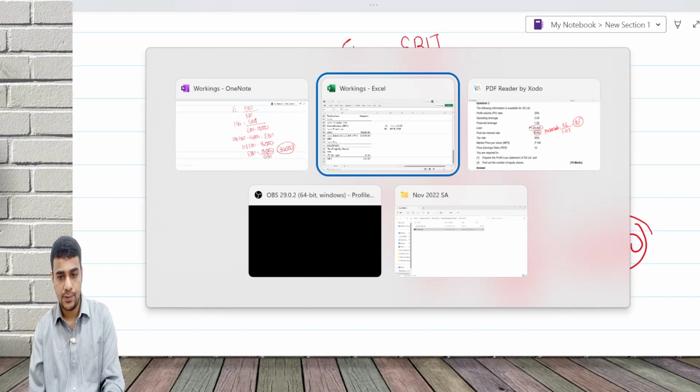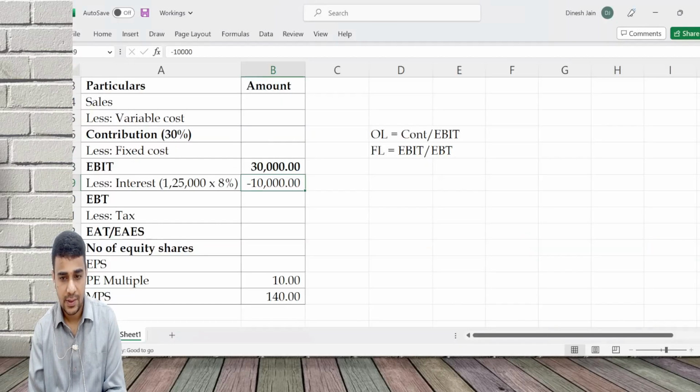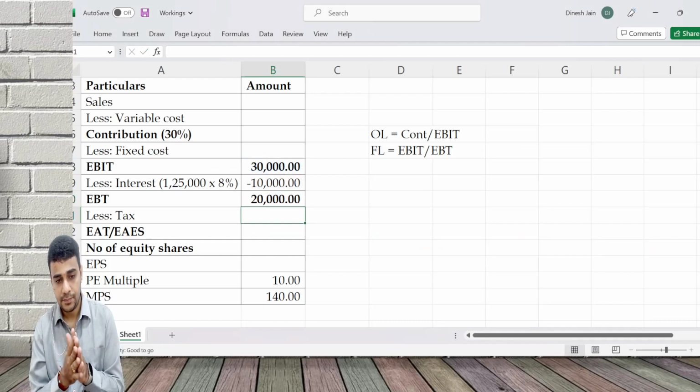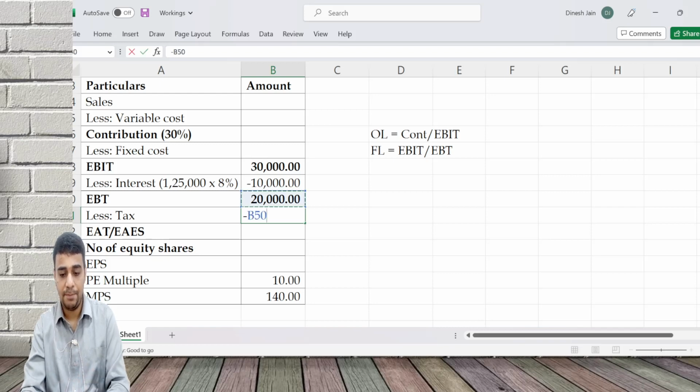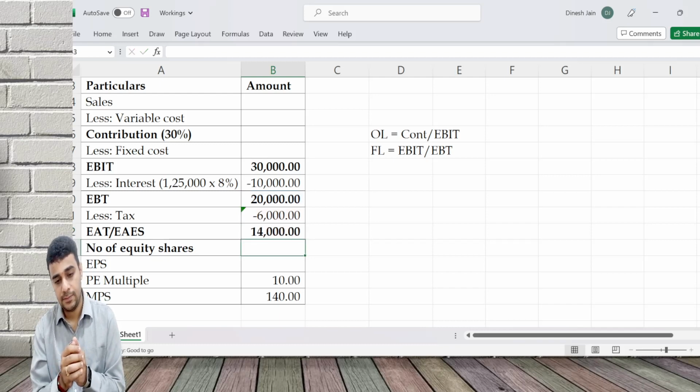EBIT is 30,000. So that's all. Let's close this. EBT is 20,000. Tax is 30%, which is 6,000. EAT is 14,000.